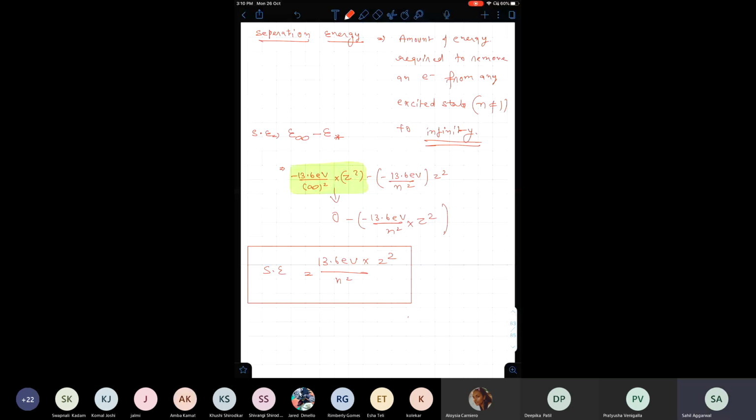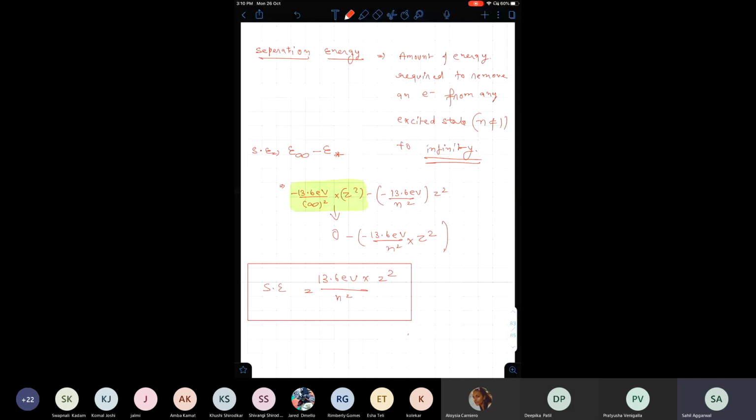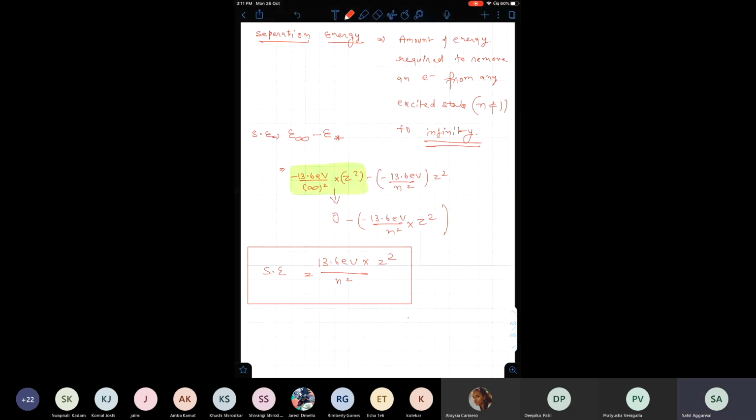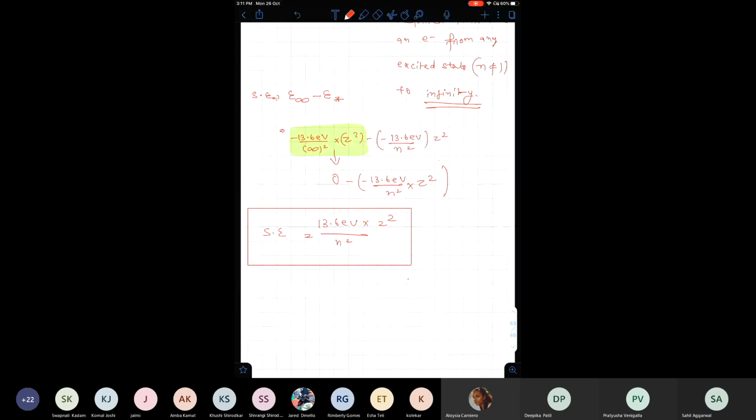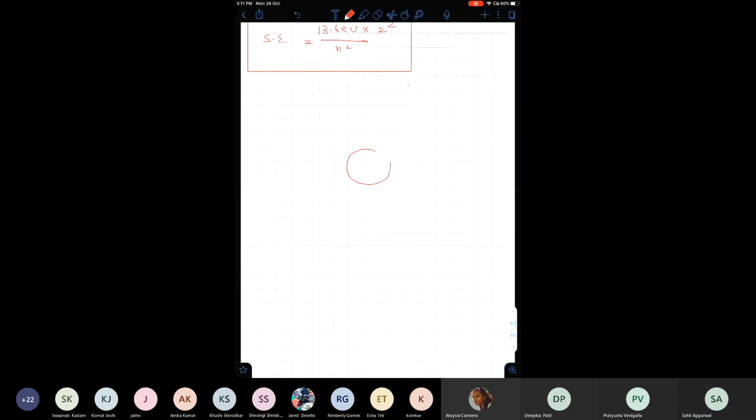But more important is you have to understand what separation energy and ionization energy mean. If you understand this, then I'll tell you the excitation energy also. All of you understood how separation energy is different from ionization energy? Okay, let's check once.